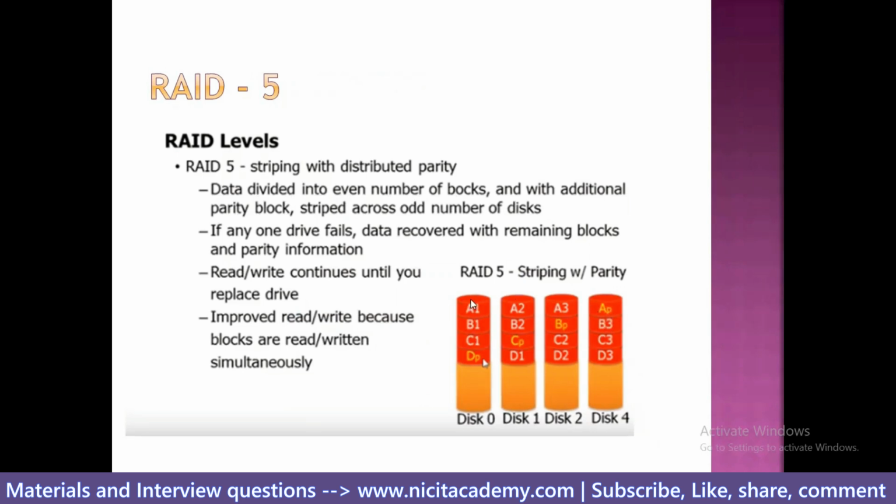This will have the parity data wherever the A data is present. Then C1, C2, C3 will be on a different disk, and you will have the C data. D1, D2, D3 parity blocks are maintained here. This is how you can reduce data storage. If any one of the drives fails, data is recovered from the remaining blocks and the parity information. This is the RAID 5 concept.